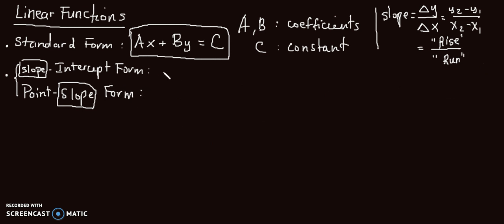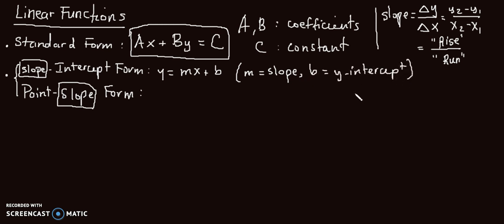So slope-intercept form is y equals mx plus b. Here m is defined as our slope, and b is our y-intercept.